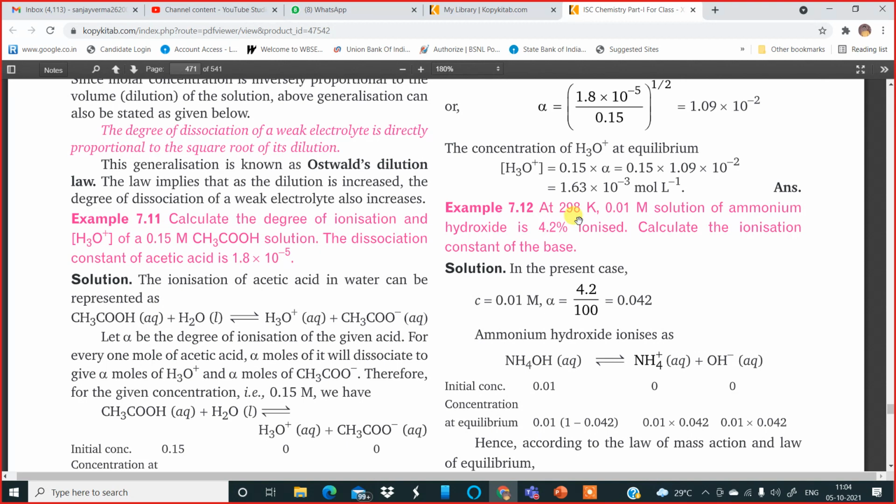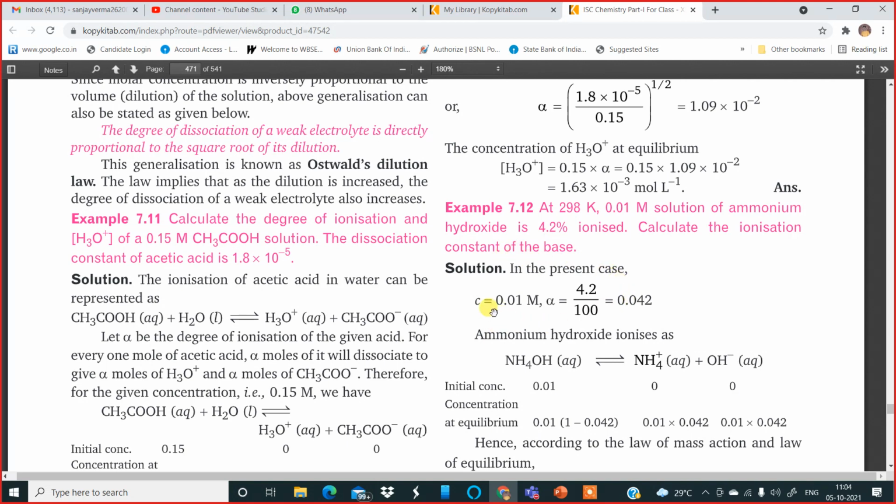At 25 degrees Celsius or 298 Kelvin, 0.01 molar solution of ammonium hydroxide is 4.2% ionized. Calculate the ionization constant of the base. That means calculate the value of Kb. This is 4.2% ionized, meaning alpha is 4.2 by 100, or 0.042. Degree of dissociation is given, so you have to find the value of Kb.